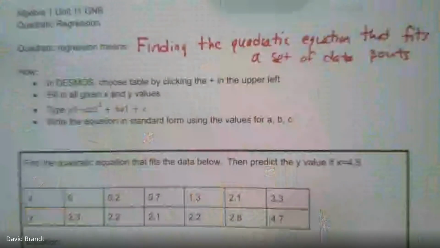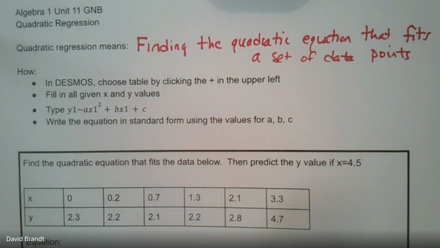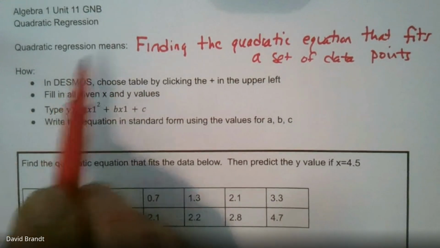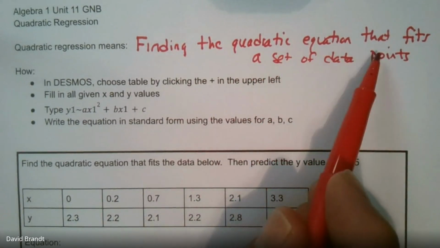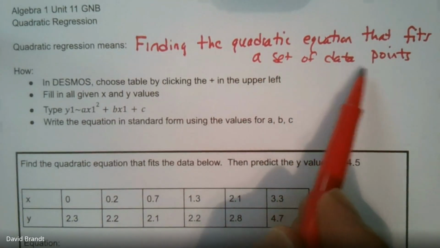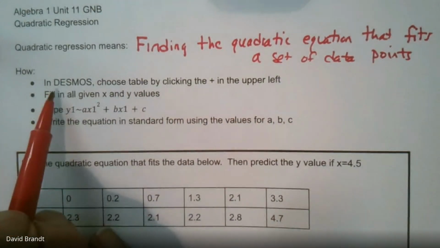All right, this is Unit 11, Guided Notes B, and this one is about quadratic regression. What does that mean? That sounds complicated, but it's not that complicated, really. So if you have Guided Notes B, you should have them in front of you. And we're going to look at what quadratic regression is and what it means. Quadratic regression means finding the quadratic equation that fits a set of data points. And this is how you do it in Desmos.